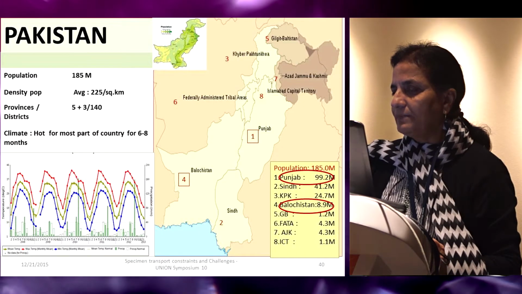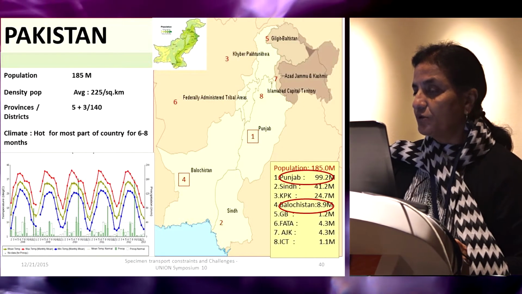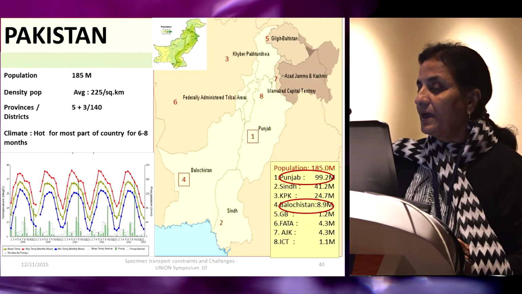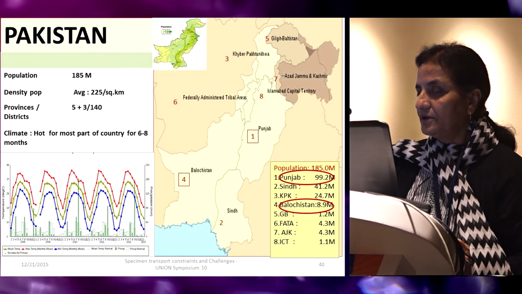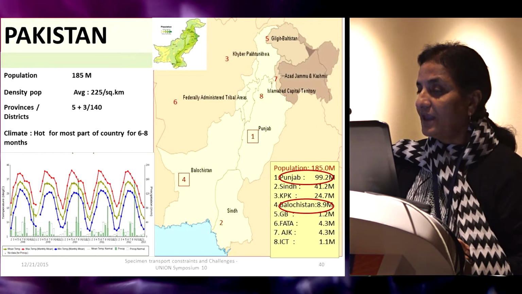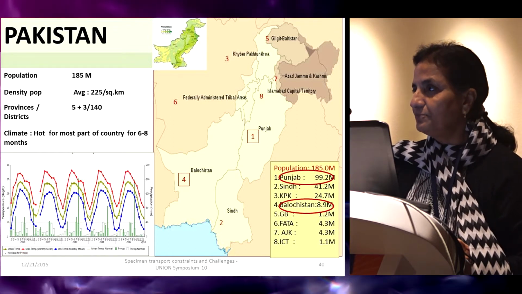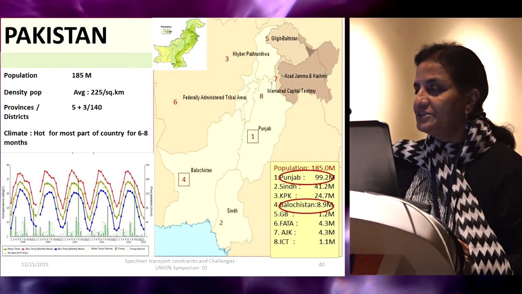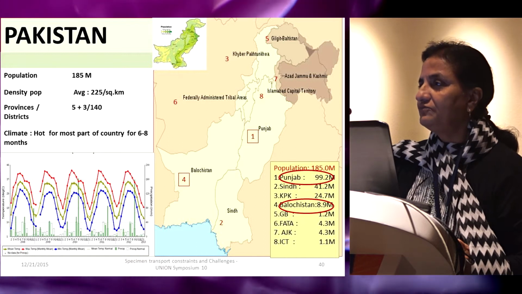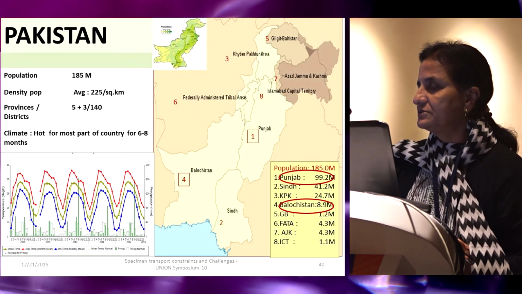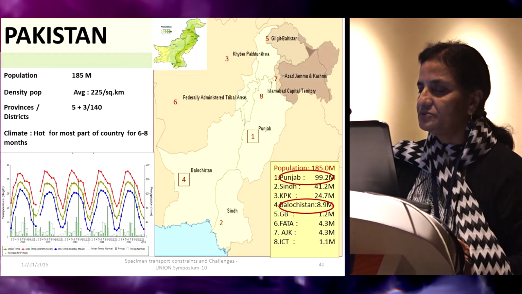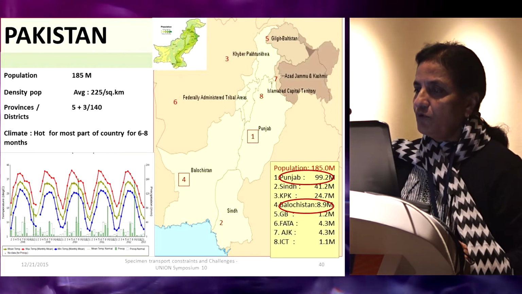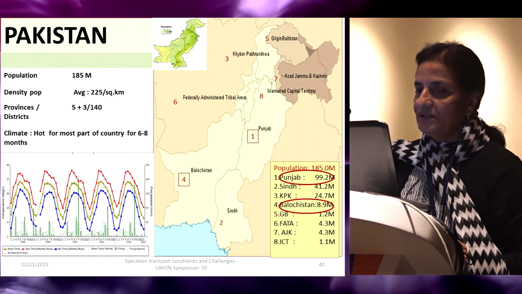If you look at the map, province 1 has a population of 99 million, in contrast to province 4, which has a larger surface area than province 1 but a population of only 8.9 million. This province is really difficult even for specimen transport because it is very underdeveloped and the population density is very scattered. So every province has its own challenges.